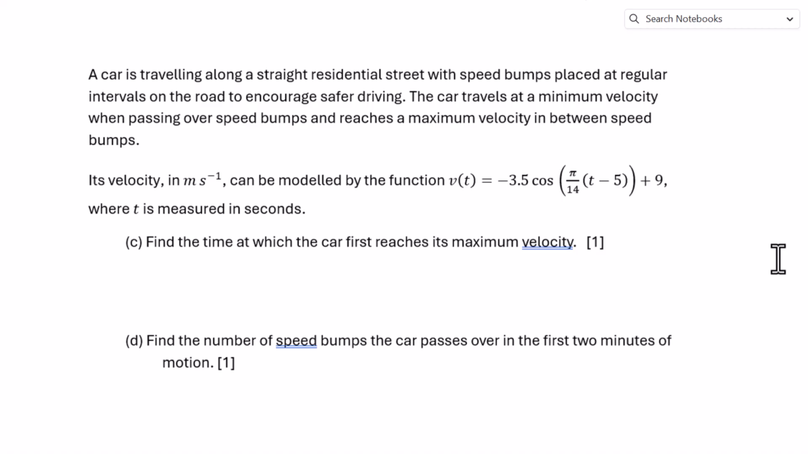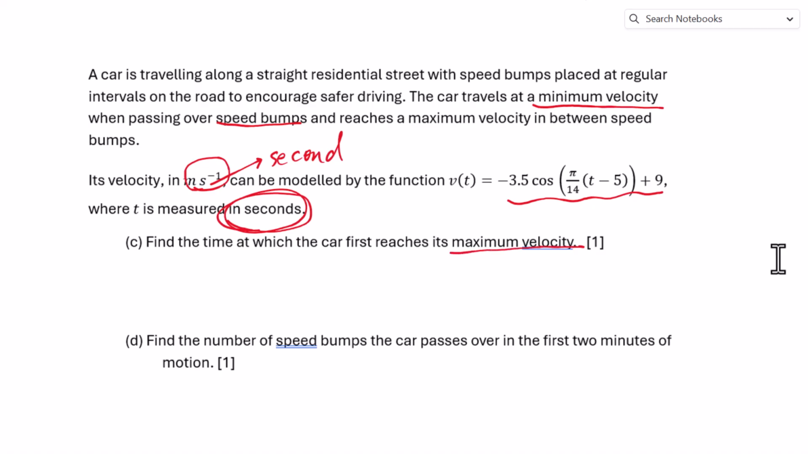A car is traveling along a residential street with speed bumps placed at regular intervals on the road to encourage safer driving. The car travels at a minimum velocity when passing over speed bumps and reaches a maximum velocity in between speed bumps. Its velocity in meters per second, remember the time is in seconds, can be modeled by the function v of t equals this, where t is measured in seconds. Find the time at which the car first reaches its maximum velocity.